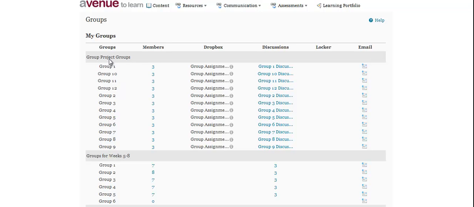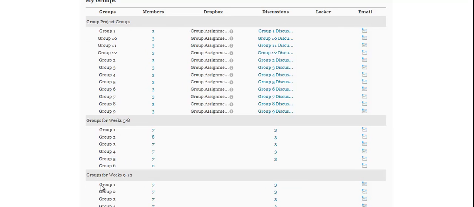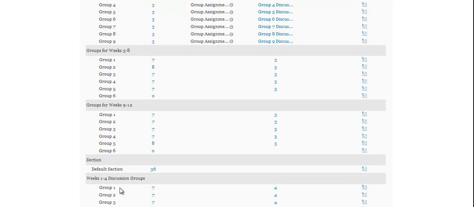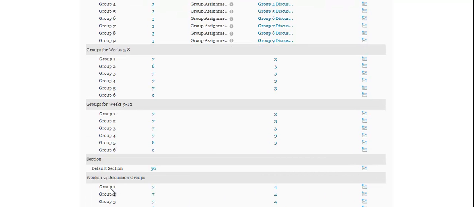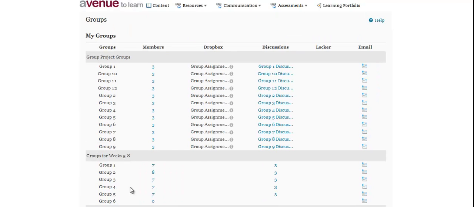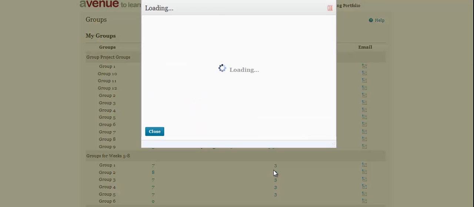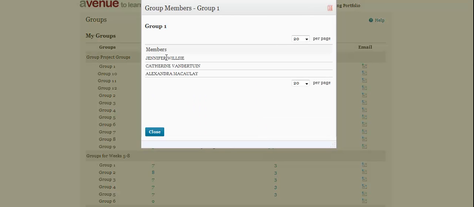You will only see group project groups. You will only see your group. Your group for week 5 to 8, you should only see your group. Your group for week 9 to 12, you should only see your group. And again, weeks 1 to 4, you should only see your group. So now, let's say, for example, I want to see who's in my group. Say I'm in group 1, I see group 1 here, and I say, well, who's in my group? Well, I can go in there, and I can see that I have Jennifer, Catherine, and Alexandra in my group.